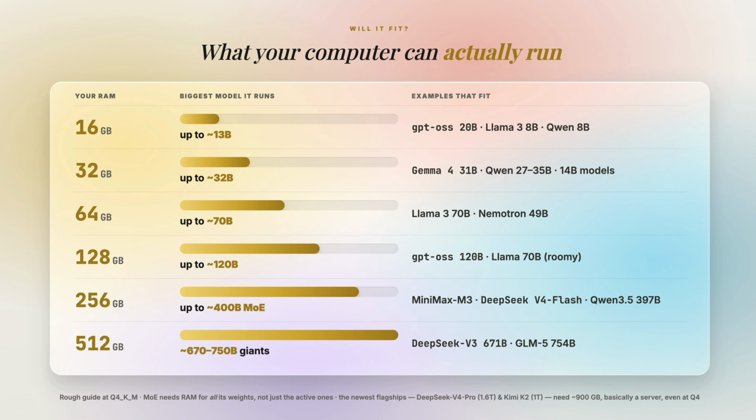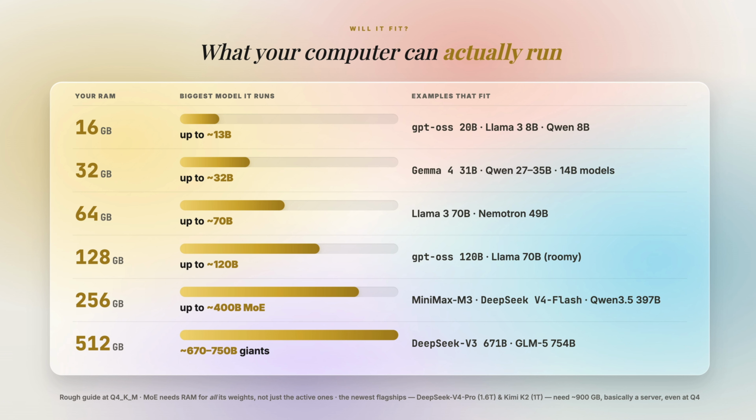And the deciding factor is just one thing: memory, your RAM. Not your processor, not your graphics card, just how much memory your computer has. So here's the map. A 7 or 8 billion model, your everyday workhorse, runs comfortably on 16 gigs of RAM, which is most laptops from the last few years. A 14 wants a 16 or 32. The 64 gig and up models are a different tier.